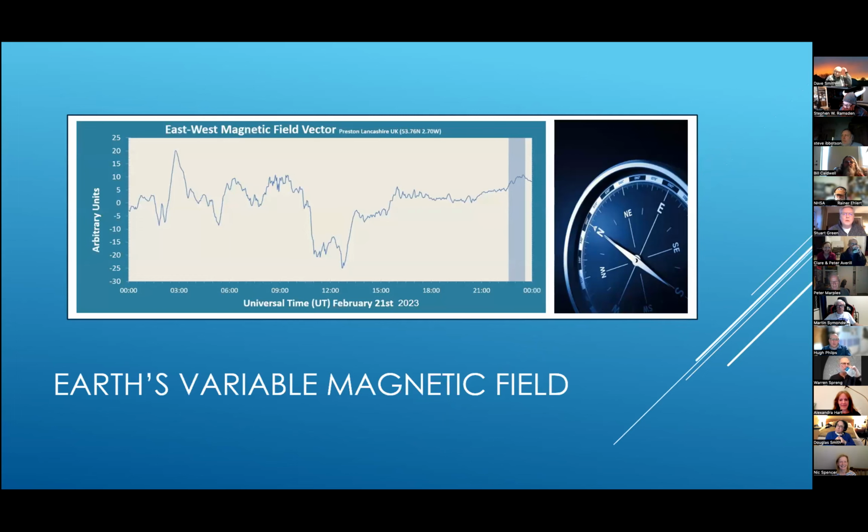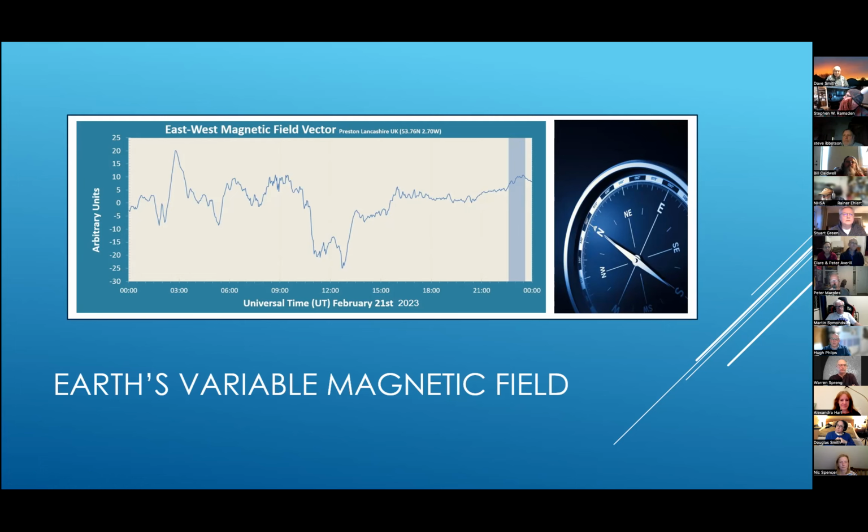Okay, so this is a typical example of a chart that I create using my equipment. Along the x-axis, we've got time, and this is over one complete day cycle, so midnight through midday through to midnight, February 21st, 2023. It says here it's the east-west magnetic field vector, which I've just explained. And then I've got my location, Preston, Lancashire, UK. So I'm in the northwest of England. On the vertical axis, the y-axis, we've got a measure of field strength in that particular vector direction. And these equate pretty much to nanotesla, which is a measure of the field strength.